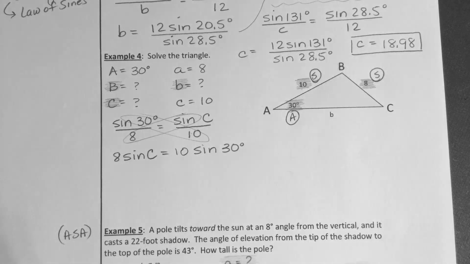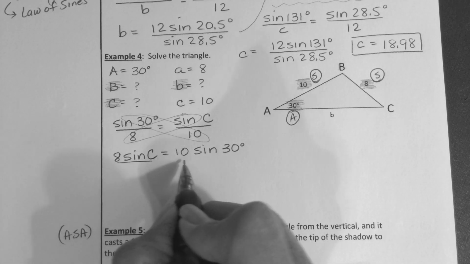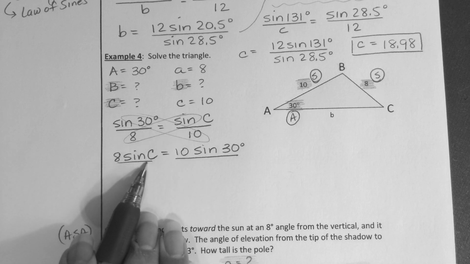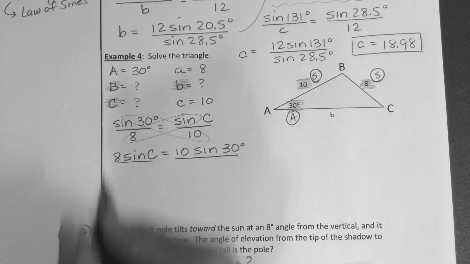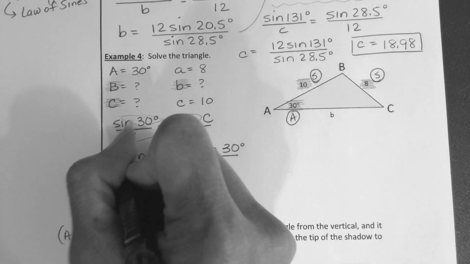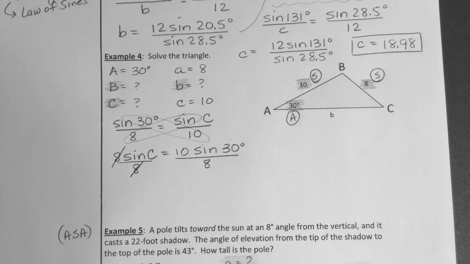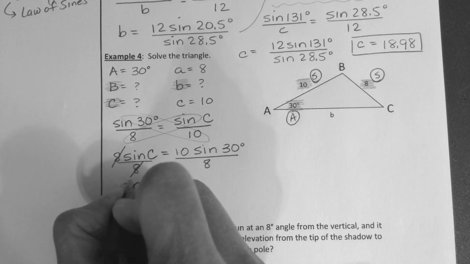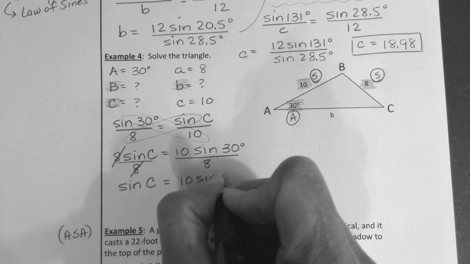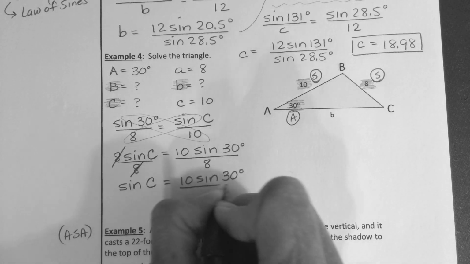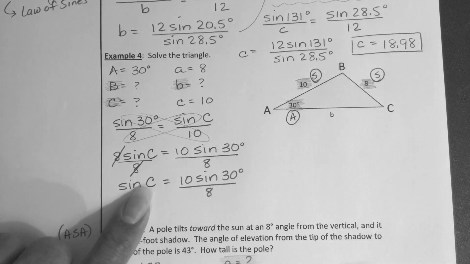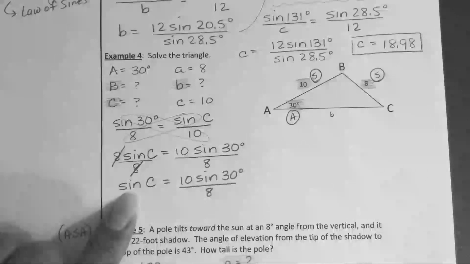You are still going to divide both sides by a number, but notice this time you are solving for an angle. So this is where things change up a bit. Let's get rid of the 8 on both sides first. So this 8 and this 8 will disappear. Now I'm left with sine of angle C equals 10 sine 30 degrees over 8. Don't put that in your calculator just yet, because my capital C is not isolated. I need to get rid of sine.